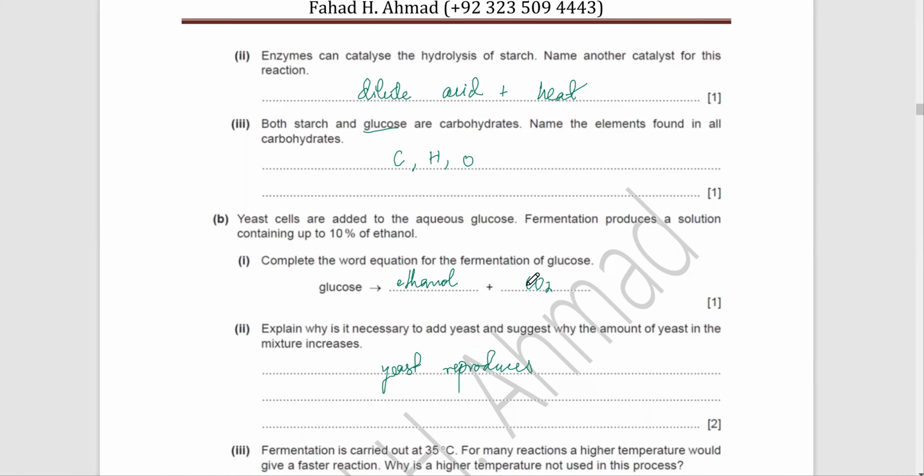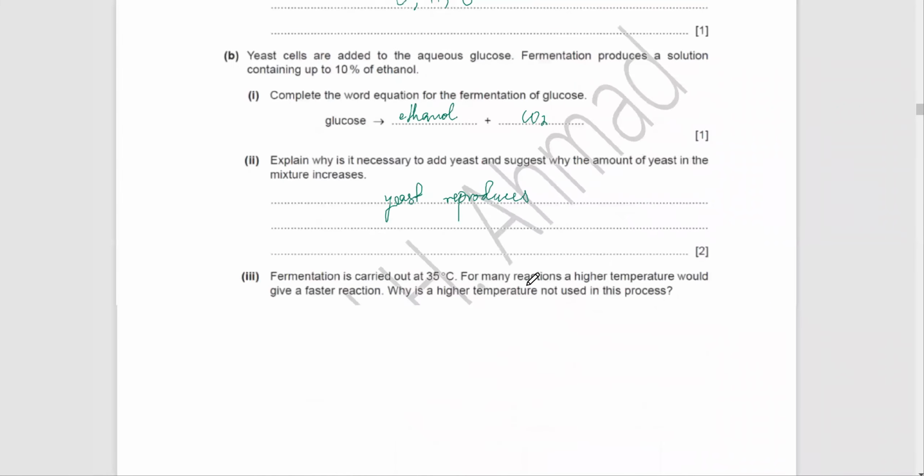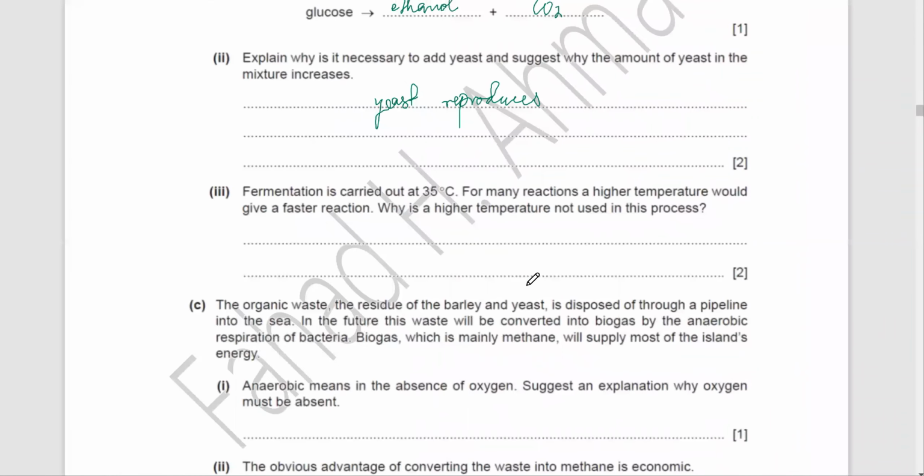Now, fermentation is carried out at 35. For many reactions, a higher temperature would give a faster reaction. Why is a higher temperature not used? Because yeast is denatured at a higher temperature.